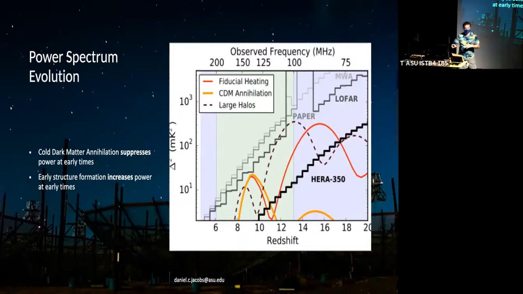Depending on when you start galaxies forming, if they start early, for example, you get a ton of power earlier. If you have some kind of weird cold dark matter annihilation or something like that, that could also inject a ton of power really early when the universe is small.